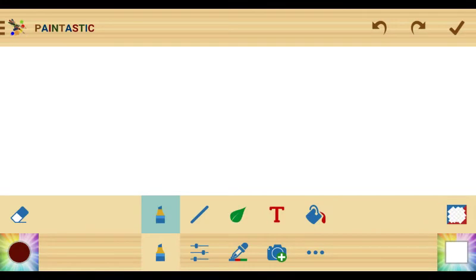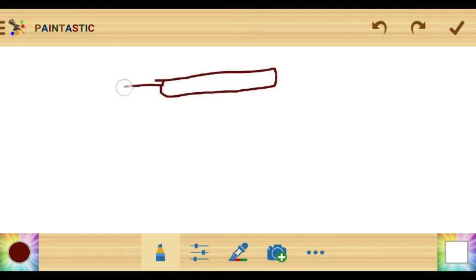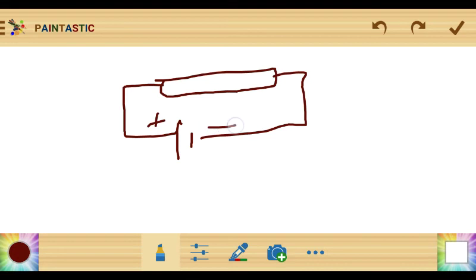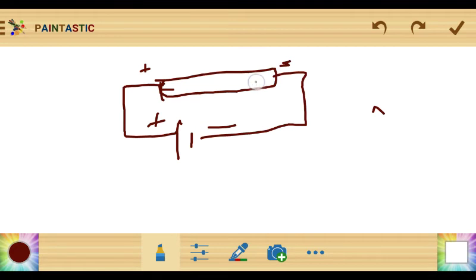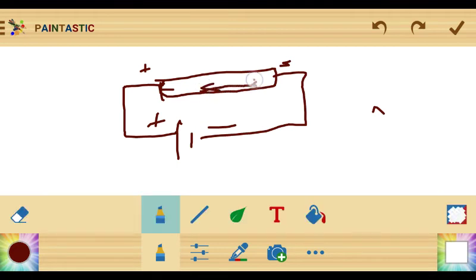But as soon as a potential difference is applied, that means this conductor is connected through a cell, plus minus, so one end becomes positive potential and the other end negative potential. As the potential difference is generated by this battery, the flow of electrons starts, and the direction of current is opposite to the direction of flow of electrons. Electrons are negative in nature, so all the electrons start moving toward the positive end.